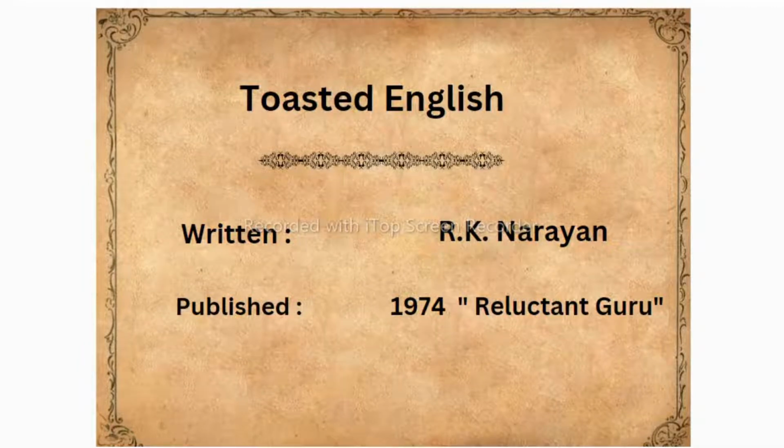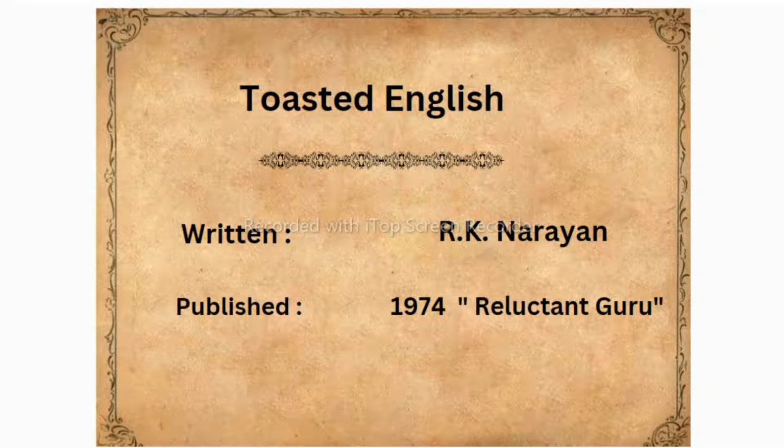In today's video, we are going to see the Degree 3rd Sem Unit 2 Toasted English summary, which is written by R.K. Narayan. This essay, Toasted English, is taken from Narayan's collection of essays titled Reluctant Guru, which was published in 1974.